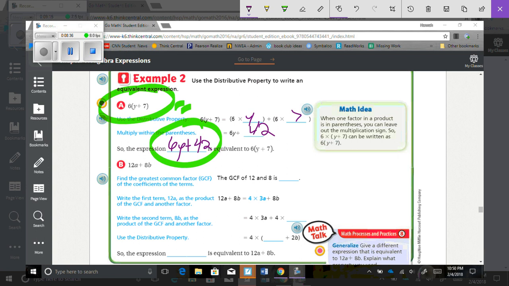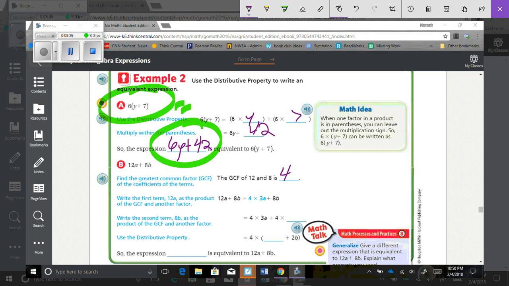For this one, we're going to have to find the greatest common factor. The greatest common factor of 12 and 8 is 4. We have to think of something that we can multiply by a number to get 12, and something times 4 would be 8. So we know that both of them have factors of 2 and 4. Those are the only things we have in common.